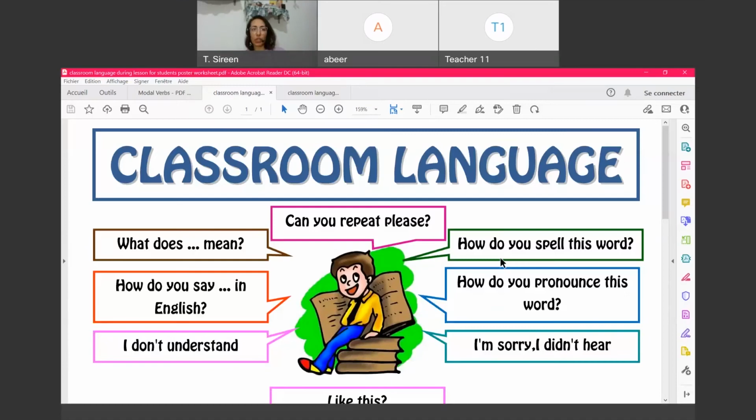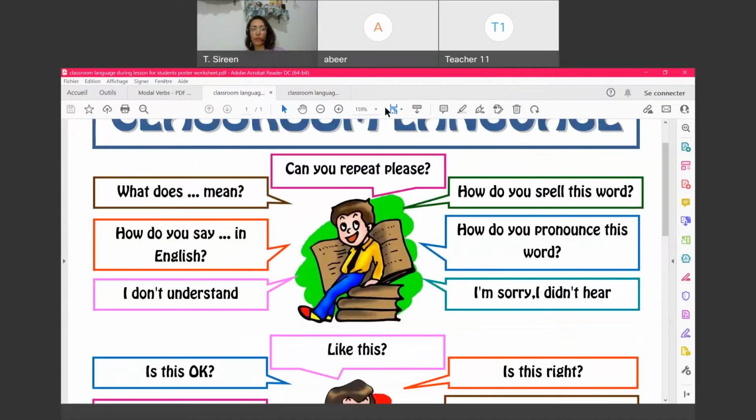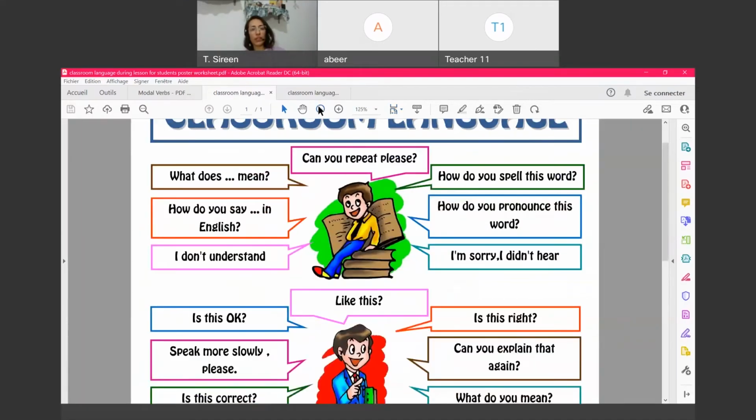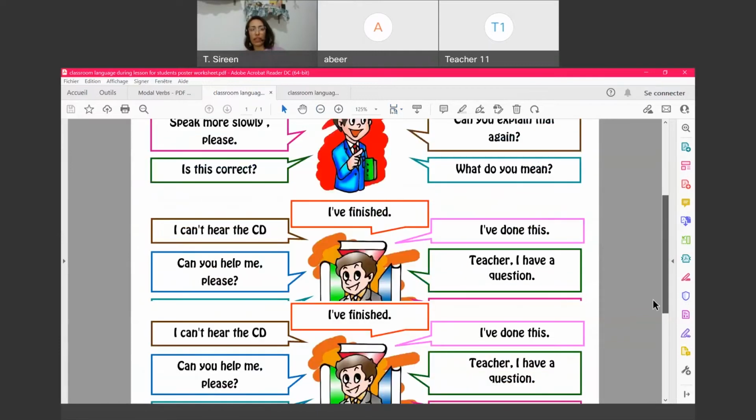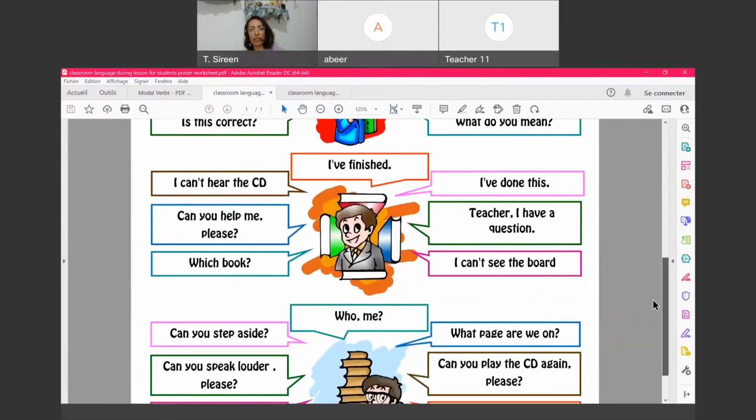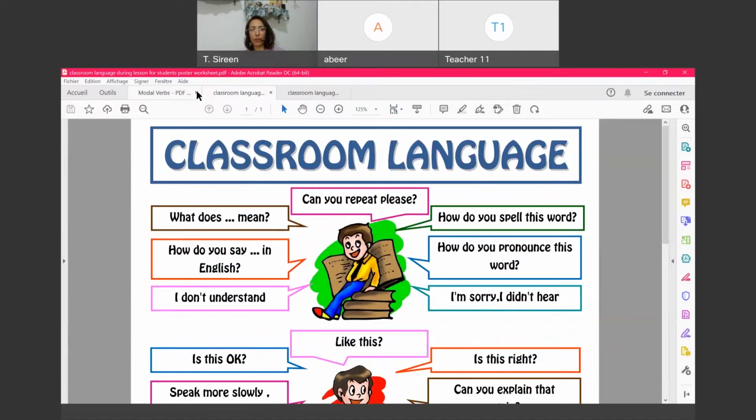So we've got here, for example, classroom language. Let's try to read these together. Okay. I will send it to you. So let's read the first part, for example.